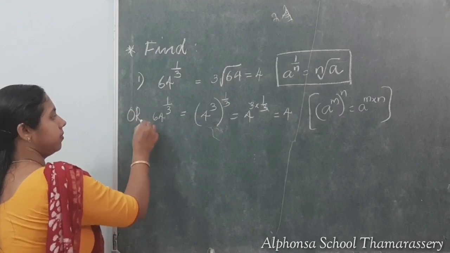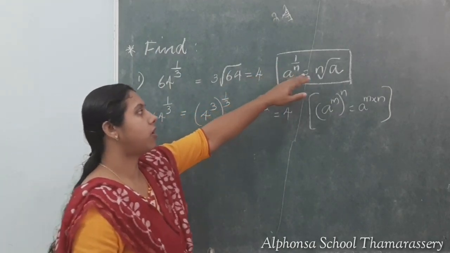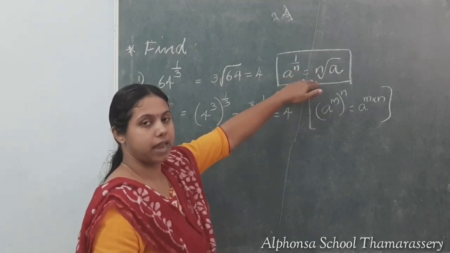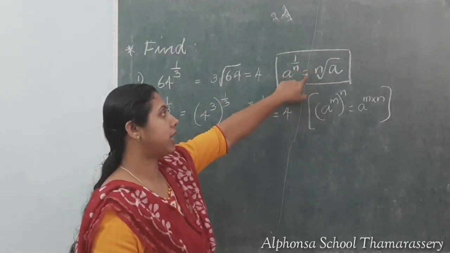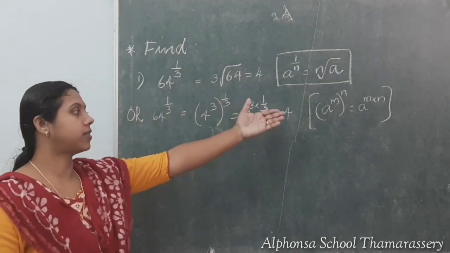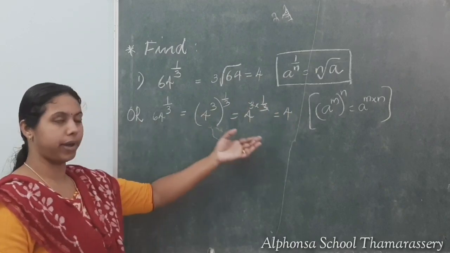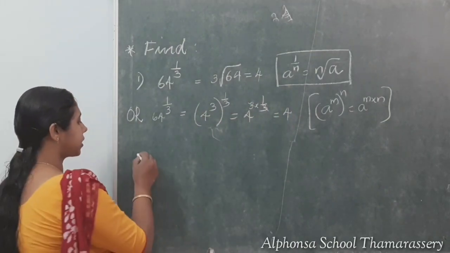We can directly use this, because we know a raised to 1 by n is equal to nth root of a. You can directly use this formula, or what we studied in earlier classes, the laws of exponents, we can apply here. In both ways you are able to do it. Let us see the next question.